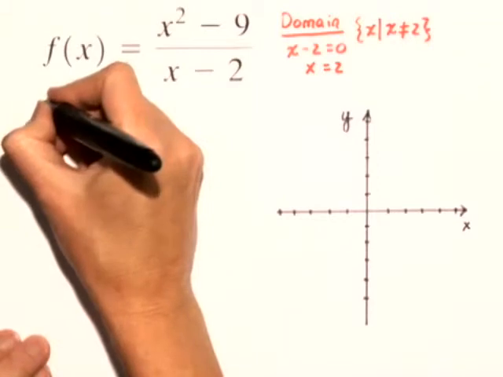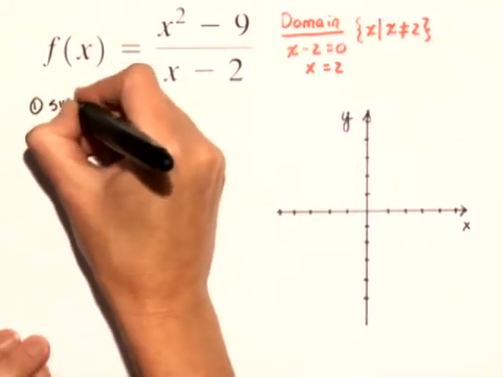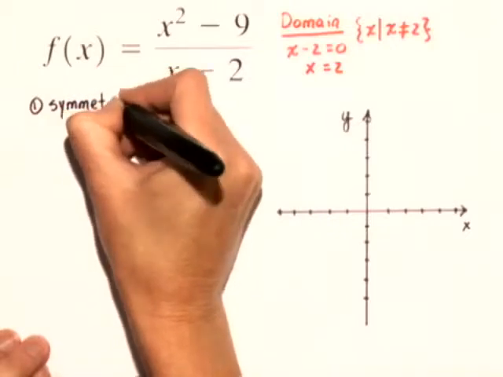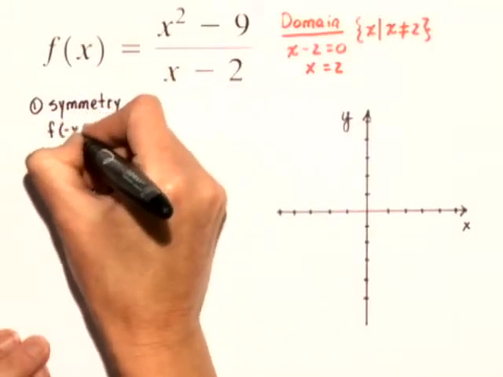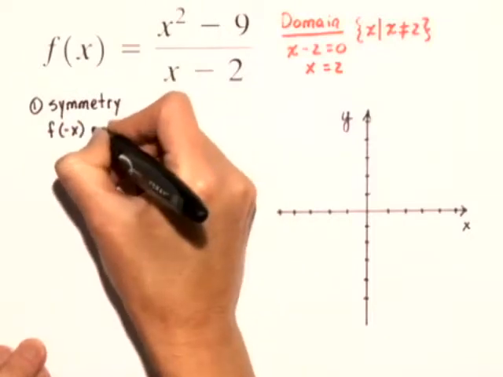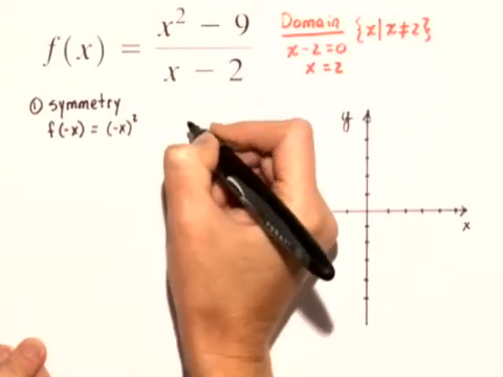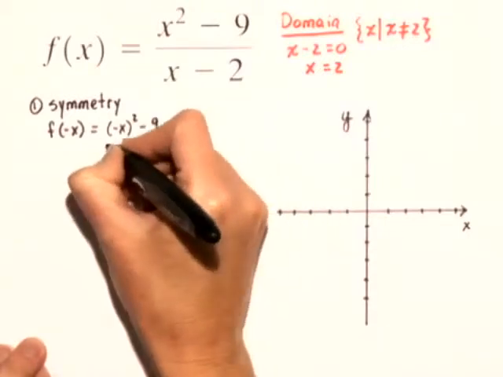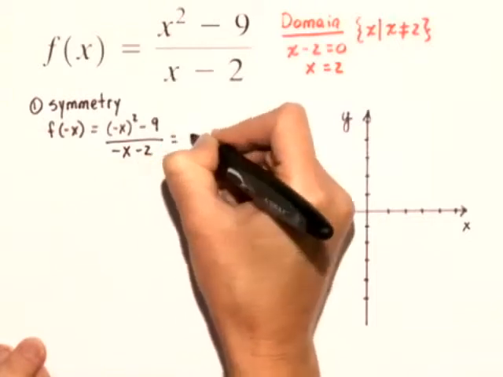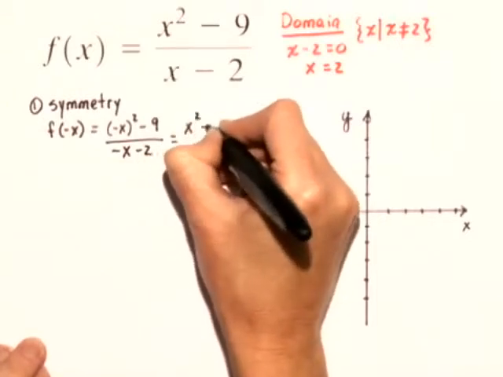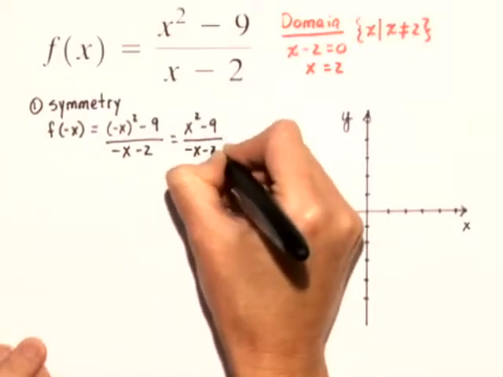In step 1, we look to see if we have any symmetry. So we find f of negative x. F of negative x is equal to negative x quantity squared minus 9 over negative x minus 2, which is just x squared minus 9 over negative x minus 2.